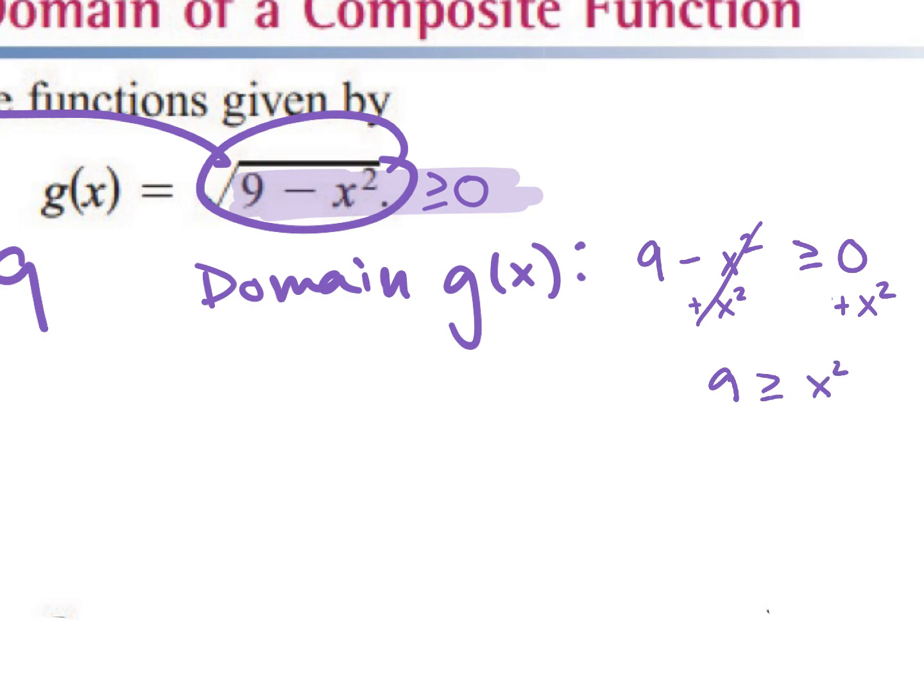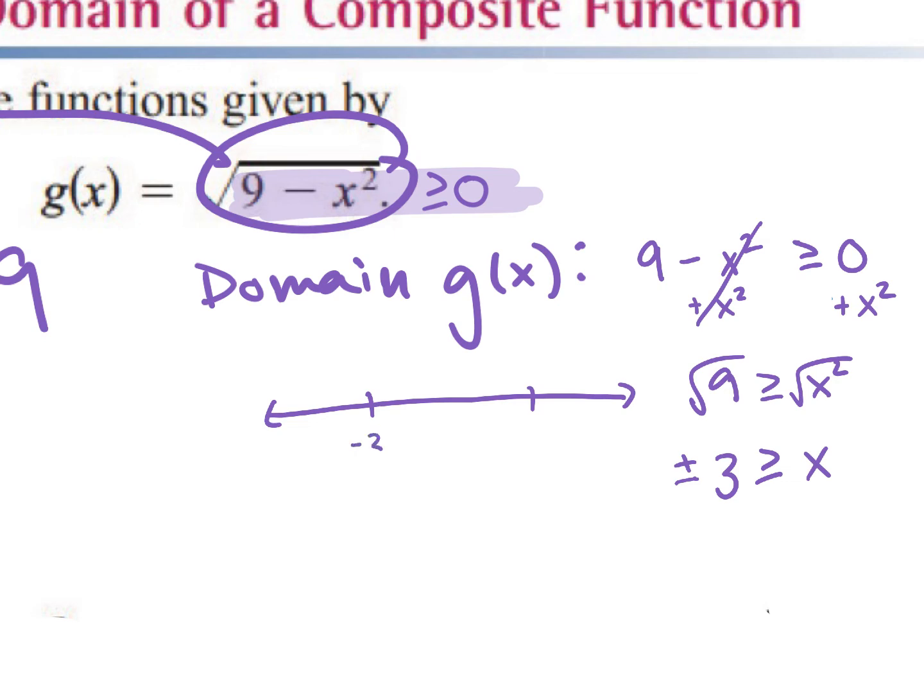What can I do next to solve for x? Square root. What do I have to remember to do when I take the square root of both sides? Plus or minus. So what's the square root of 9? Plus or minus 3. Perfect. So our domain of g is x is less than plus or minus 3. So since that's technically two numbers there, I'm going to put them on the number line just to see if I'm talking about the inside part or the outside part of plus or minus 3.